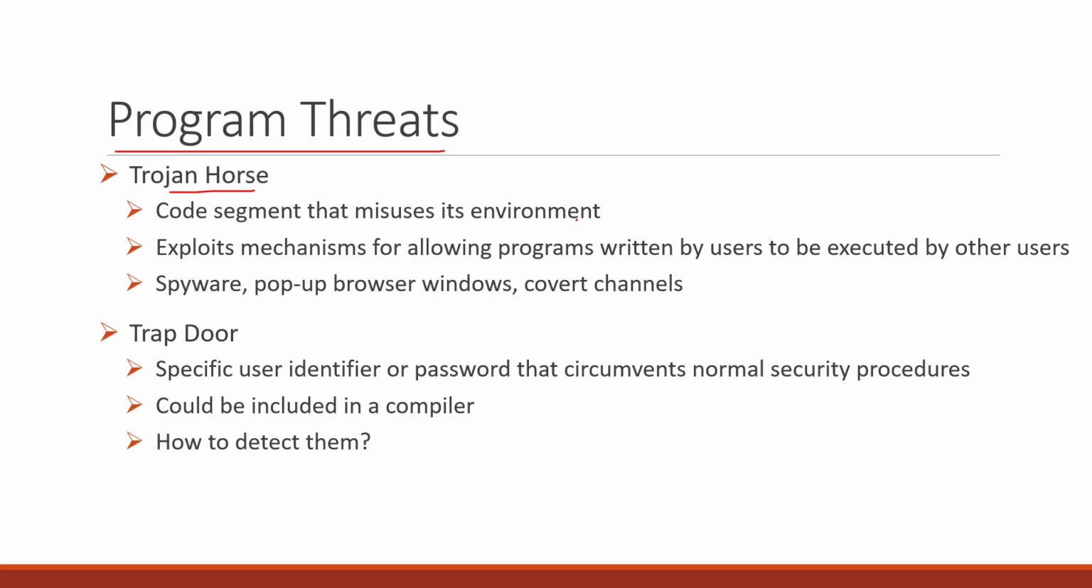It can be a program that runs some part of the program fine, but at some part it runs something which it is not authorized to do, right? But it does that because it has already been installed on the system, and now it can do whatever it likes because it has been a part of that operating system for quite some time. These can be your spywares, pop-up browsers, covert channels and so on. I'm not going to go into a lot of details because we already know what Trojan horses are.